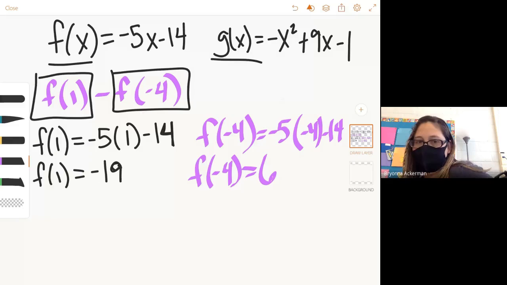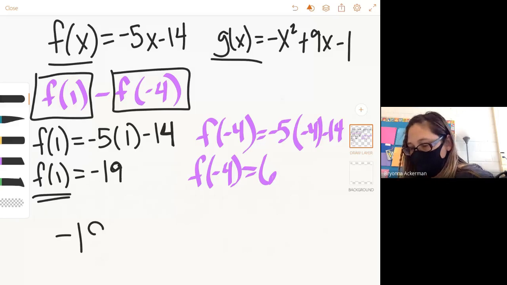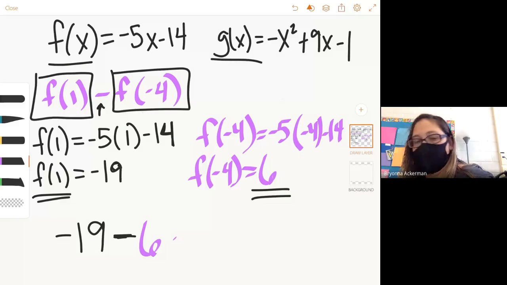Now I have the answers to both. So now it's telling me, whatever f of 1 was, well, that was negative 19, minus, right, because that was in the thing, whatever f of negative 4 was. Well, that was 6. So what is negative 19 minus 6? Good. So my final answer in this case would be negative 25.